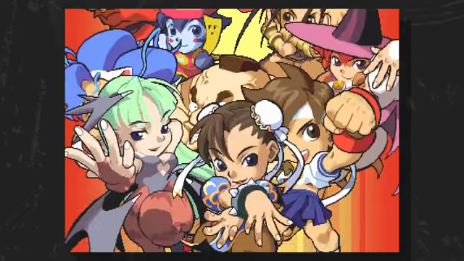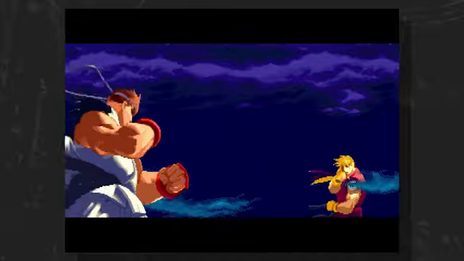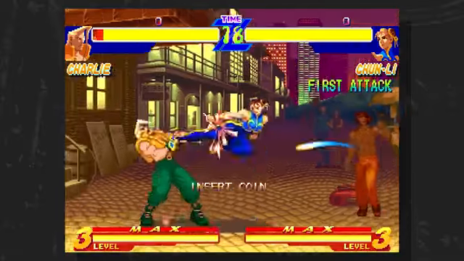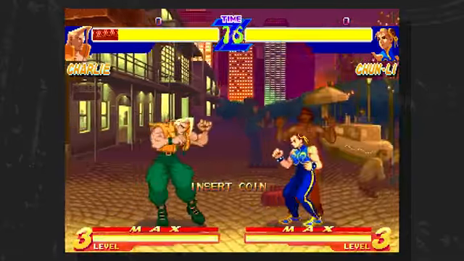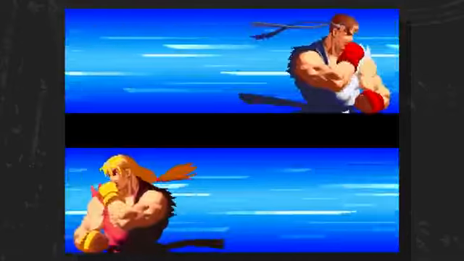I hope you enjoyed this glance at aspect ratio of Capcom CPS-1 and CPS-2 games. My goal in creating videos like this one is to increase awareness of various technical aspects as well as the history of both software and hardware for the games we enjoy playing.